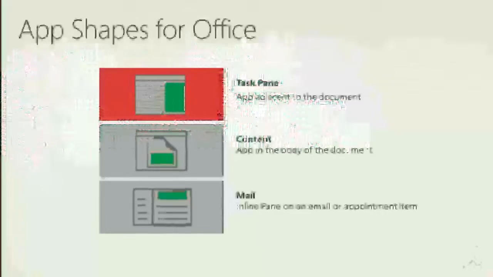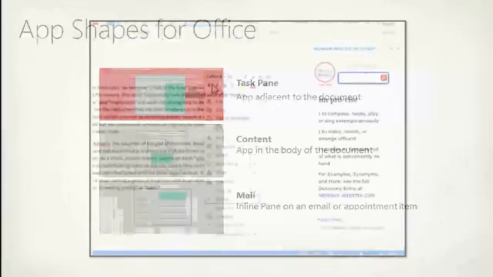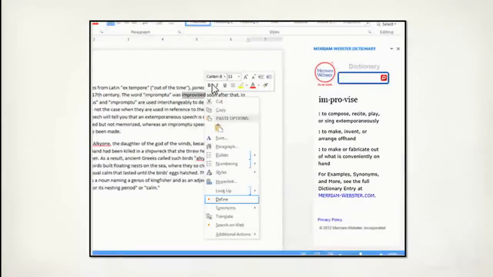So talking first about some of the app shapes: task pane, content, and mail. A task pane app sits next to the document, and the canonical example really is the dictionary app for Office, where that dictionary app sitting in the task pane can actually interact with that document.